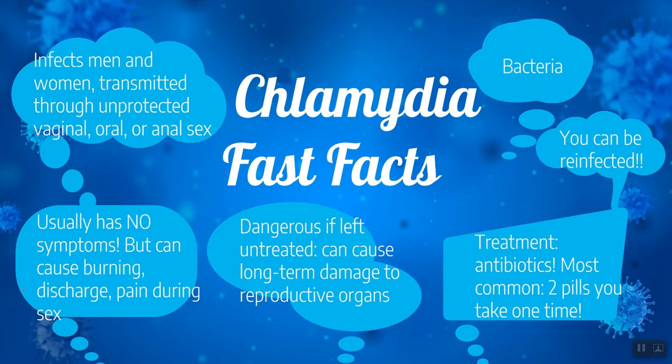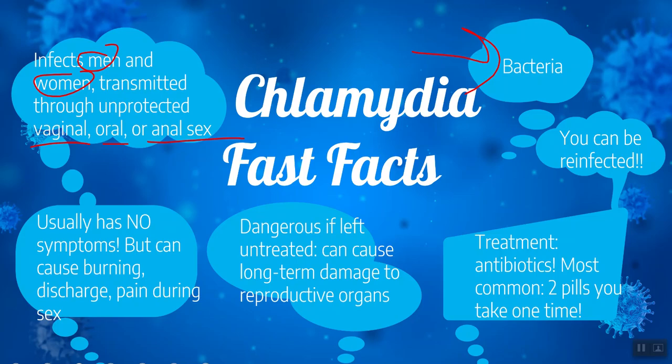All right. Chlamydia is a bacterial infection. Chlamydia is caused by a bacteria that affects both men and women and is transmitted most commonly through unprotected vaginal, oral, or anal sex. What that means is chlamydia can infect women's reproductive structures like the vagina and the cervix, men's reproductive structures like the penis, but even your mouth and your throat if you have oral sex with somebody that has chlamydia.